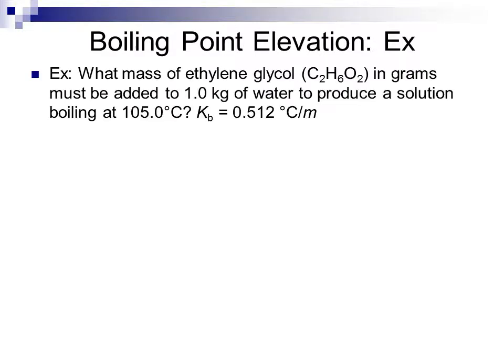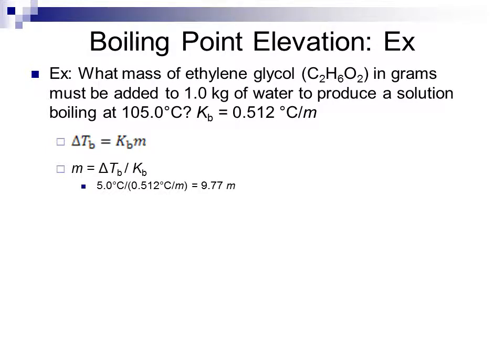As an example, what mass of ethylene glycol in grams must be added to a 1 kilogram sample of water to produce a solution that boils at 105 degrees Celsius? The Kb of ethylene glycol is 0.512 degrees Celsius per molal. So we have our equation. We can solve for the molality as the change in the boiling point divided by the Kb constant if we rearrange the equation. Plugging this in then, the change in the boiling point goes from 100 degrees Celsius to 105 degrees Celsius, or a 5-degree change.